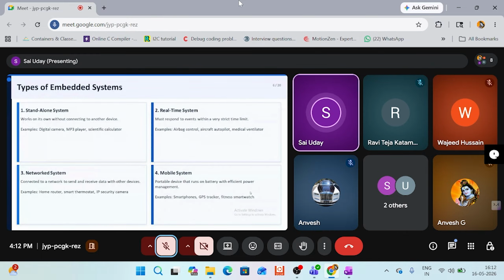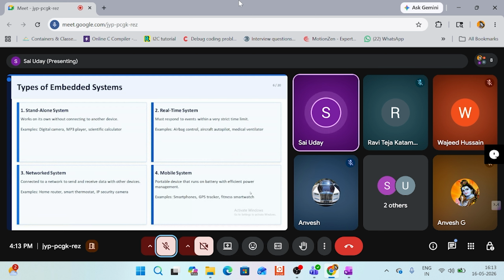Coming to this slide, here I will explain the types of embedded systems. Embedded systems can be categorized into four primary types based on their functionality and connectivity. First, the standalone system. What is a standalone system? It operates entirely on its own without internet or device connections, like digital cameras or calculators.